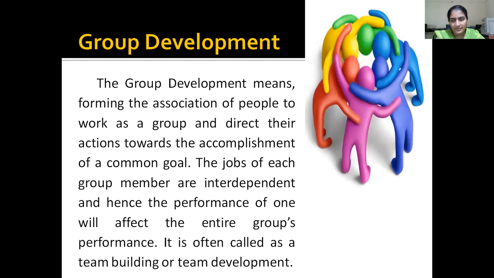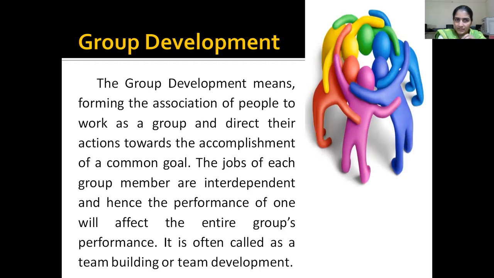So before going exactly to stages, let us understand what is this group development. Group development means forming the association of people to work as a group and direct their actions towards the accomplishment of a common goal. So the job of each group member is interdependent and hence the performance of one will affect the entire group's performance. So it is often called team building or team development.